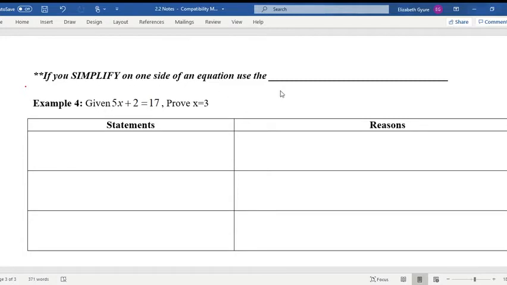There's one other little thing we need to talk about that we can use as a justification. It's not technically a property. Well, I guess it is a property, but I want to talk about it in terms of algebra. You know how sometimes you have to maybe combine like terms or rewrite something? We typically call that simplifying, but there's no simplification property. So if you simplify on one side of an equation, we're going to use the substitution property to justify that.